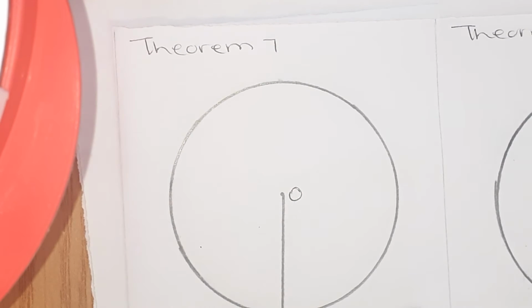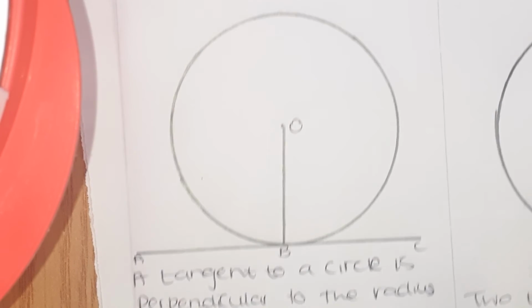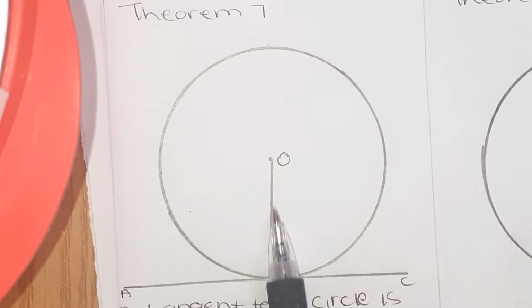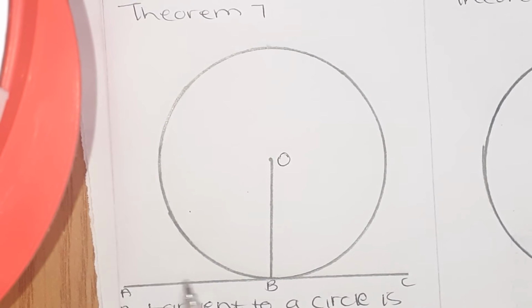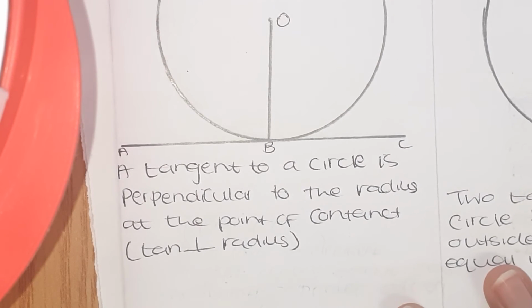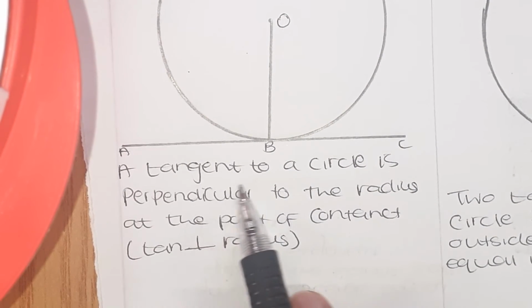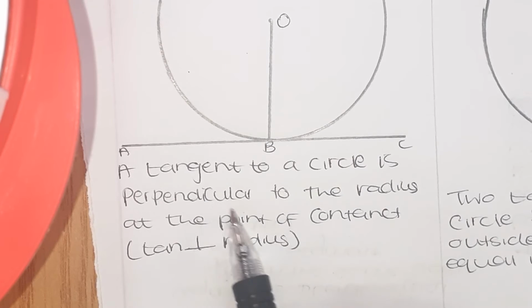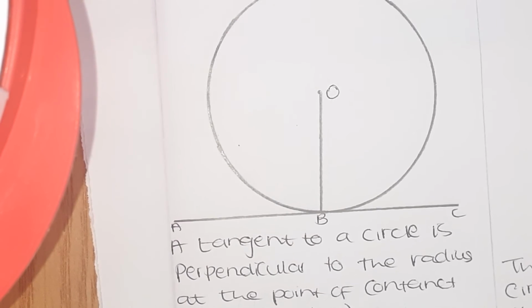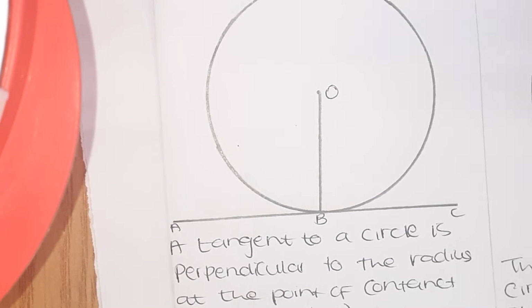All right, this is theorem 7. With theorem 7, we have a circle, a beautiful circle here. This is the center, this is the radius, and this is the tangent, touches the circle once. So this is what this theorem says: a tangent to a circle is perpendicular to the radius at the point of contact. This is tan radius. When you are proving that, you prove tan radius.